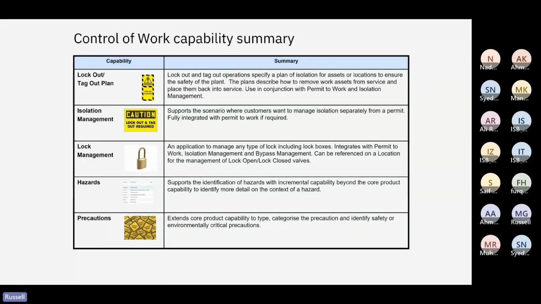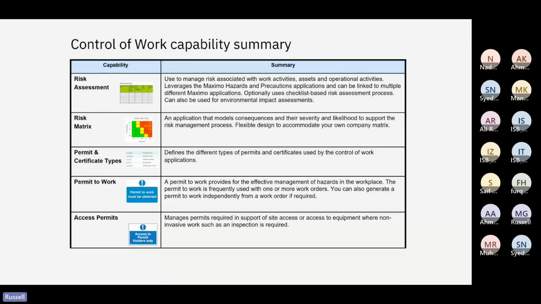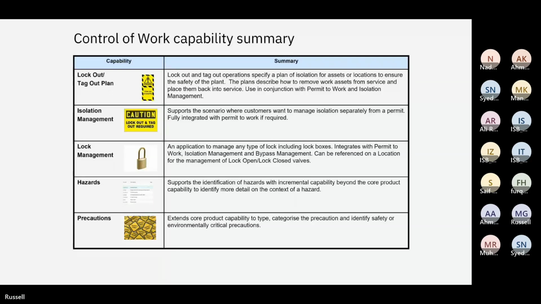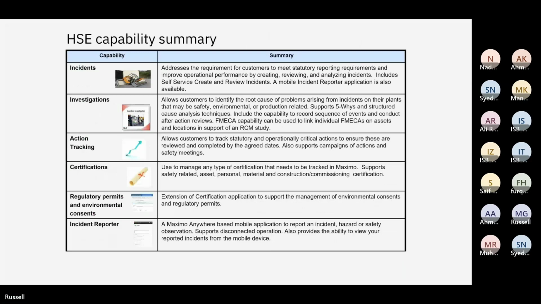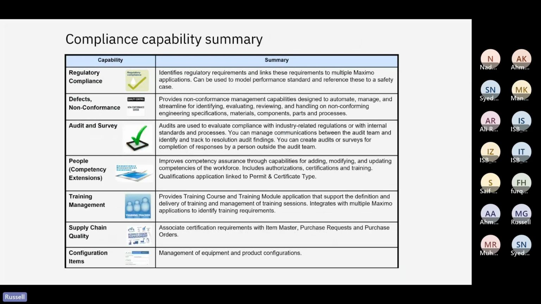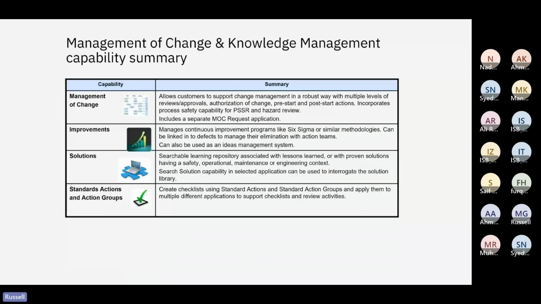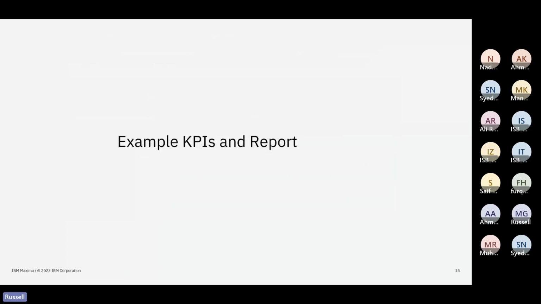So we were there on control of work capability. I've covered the risk matrix. You can also do checklist-based risk matrices, control of work capability, and here is, in more detail, assets and work management, and then the safety capability and compliance. So you can reference back to this if you'd like to see more detail about the capability that I've covered, and completing the process with management of change and knowledge management.